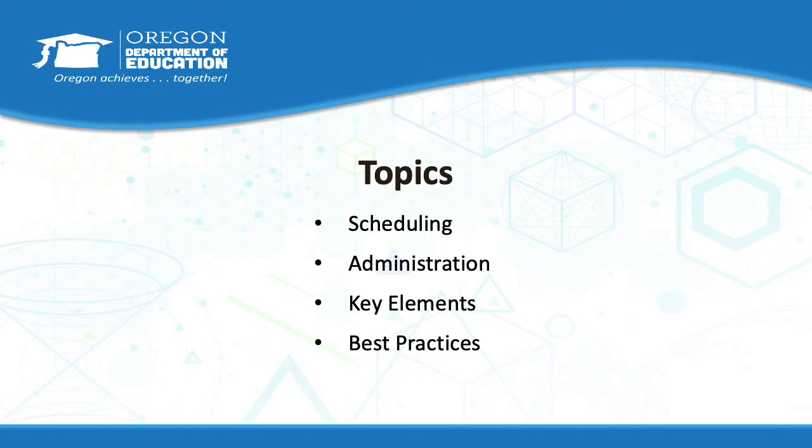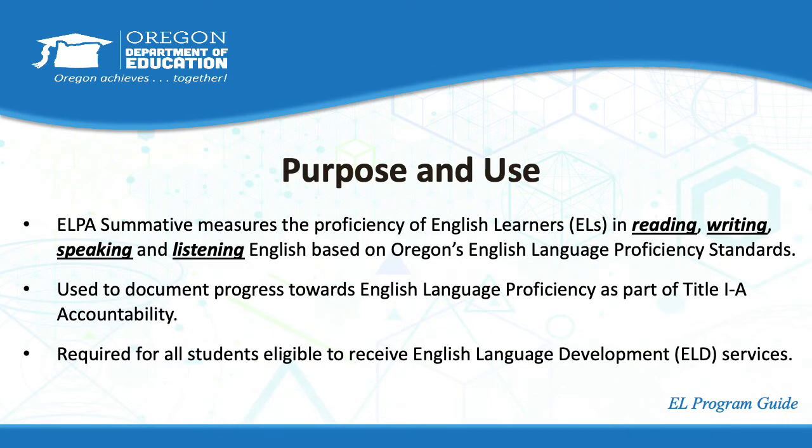This module will cover 4 main topics: scheduling, administration, key elements, and best practices. The ELPA Summative is a required Title I-A assessment for all identified English learners. It measures English proficiency in 4 domains, based on Oregon's English Language Proficiency Standards. Further information about EL requirements can be found in the EL Program Guide, located on ODE's Title III webpage. The page link is provided at the end of this testing module for easy reference.